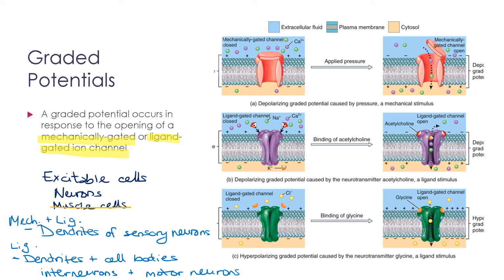So in this picture here, we can see a mechanically gated channel that will allow calcium, and it looks like sodium, through when it's open, when applied pressure comes into play. And this is a depolarizing graded potential.